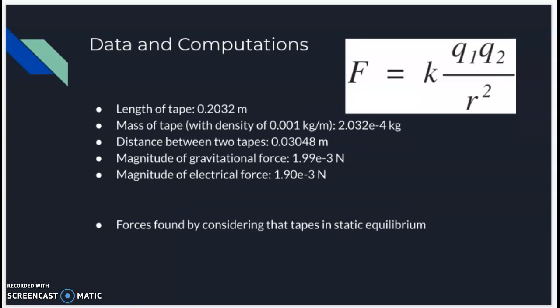So on to the data and computations. We first measured the length of the tape and then assumed that it was a uniform mass, like we said before, to find that mass. And the distance between the two pieces of tape is that estimate that I was talking about in the slide before. Then we calculated the gravitational force on the piece of tape by multiplying the mass of the tape by gravity. And we're able to set the gravitational force equal to the electric force because the tape was in static equilibrium, meaning the net force acting on it was zero. Now you do see those two forces are a little bit different, and that's possibly because of the distance between the two tapes not being exact.